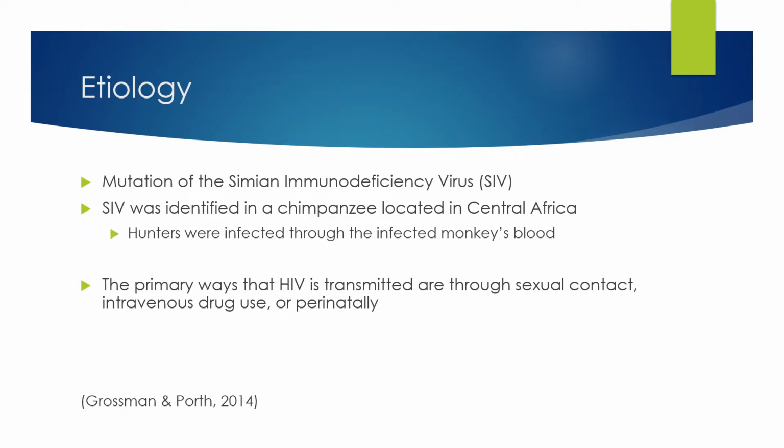Next, let's talk about the etiology of HIV. It is a mutation of the simian immunodeficiency virus, also known as SIV. SIV was identified in a chimpanzee located in Central Africa. Hunters that were hunting the monkeys were infected through the infected monkey's blood. The primary ways that HIV is transmitted are through sexual contact, intravenous drug use, or perinatally. At one time, there was a risk of getting HIV from blood transfusions. Our blood today is much better screened so that the possibility of getting HIV-infected blood is extremely low, but there is still a risk.